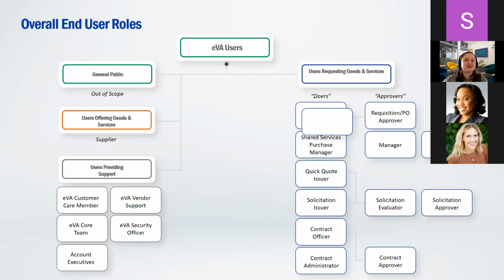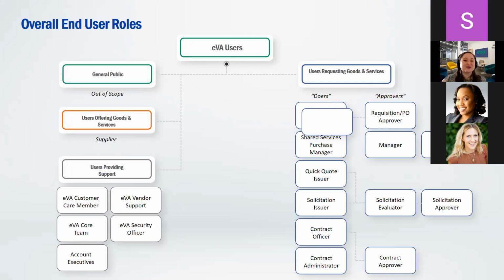So the supplier on the left, within that users requesting goods and services category, we also broke it down into doers and approvers. So that first one, if it were to say requisitioner, we know that their counterpart then is someone approving the requisition or PO. Similarly, solicitation issuers, including quick quote issuers, they have their counterparts who are evaluating and approving. So we have this breakdown of those 2 major fields.